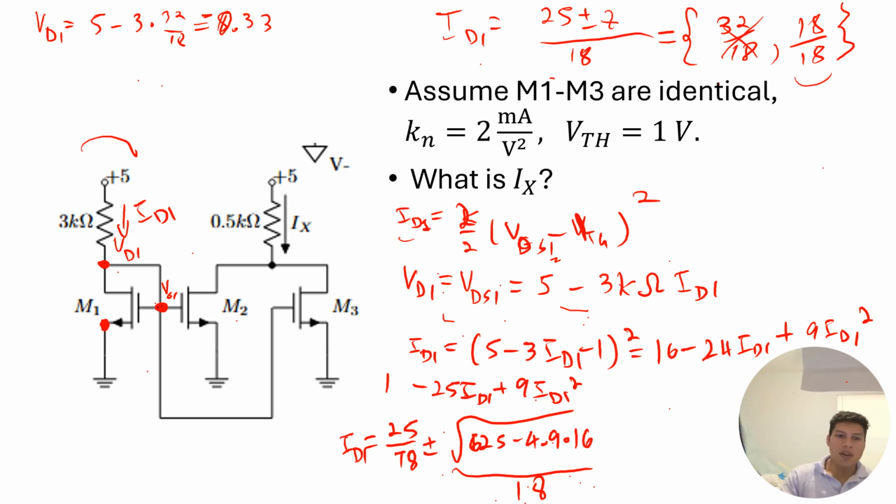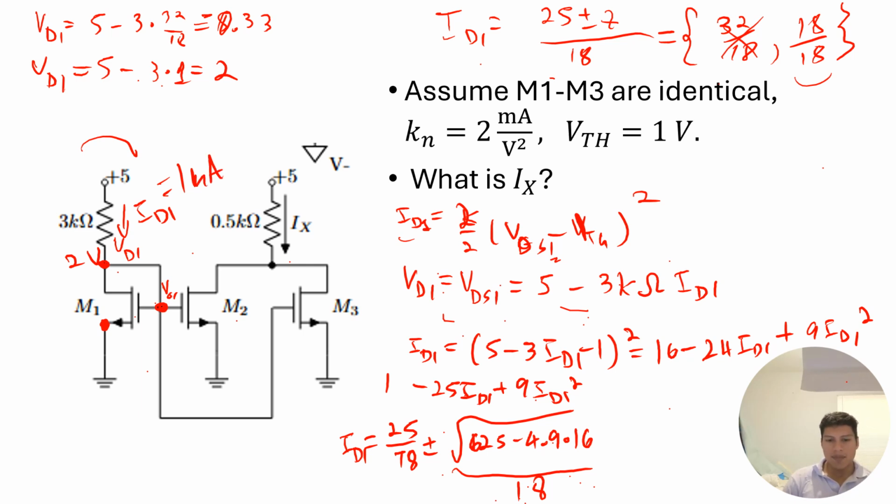Now, if I have 18 over 18, then VD1 equals 5 minus 3 times 1, which is equal to 2. So that one actually works, because if this is 2 volts, then VDS, which is equal to VGS, is greater than V threshold, and then we're in saturation. Cool. So now we know that 1 milliamp flows through here.